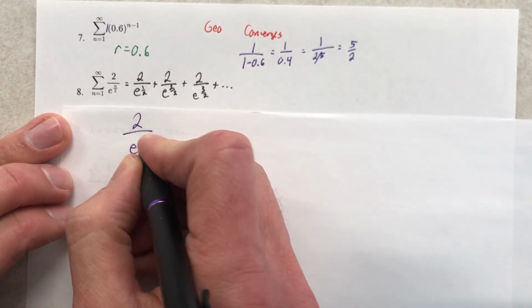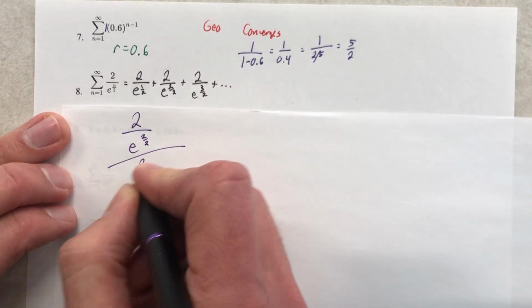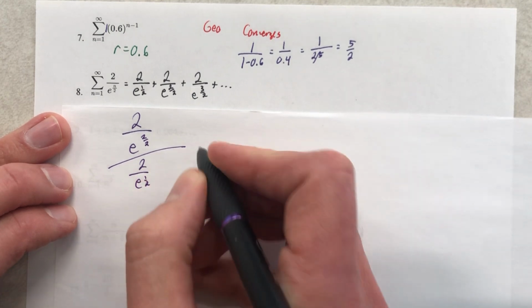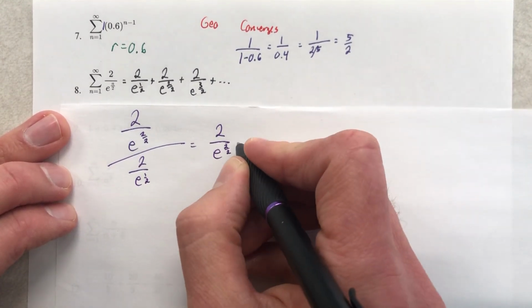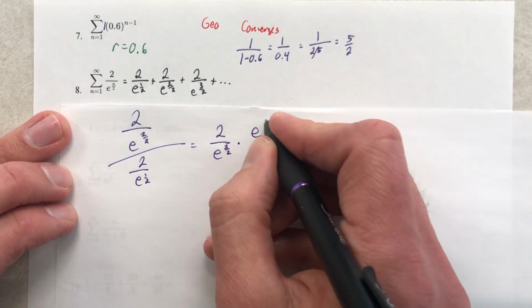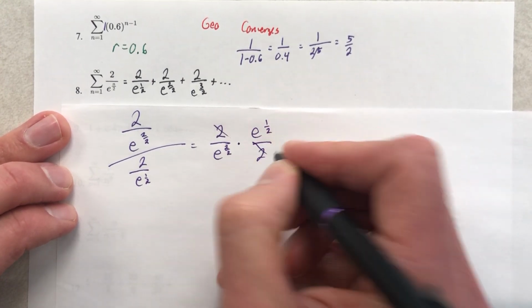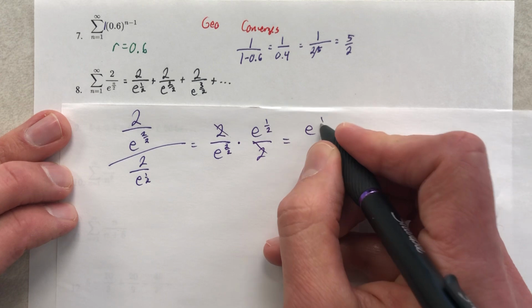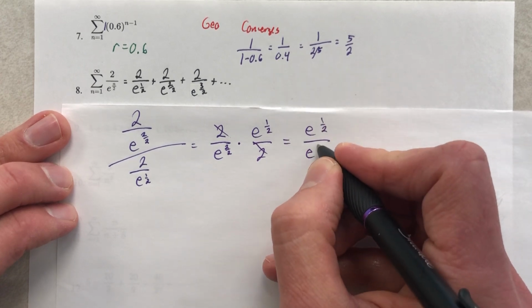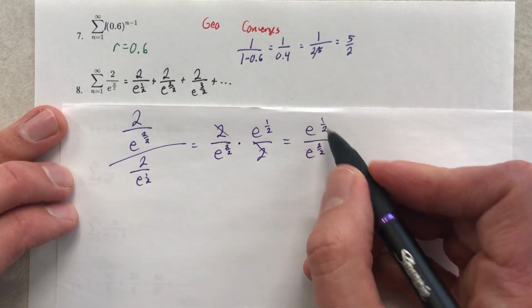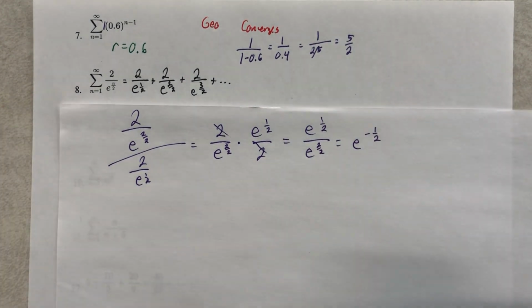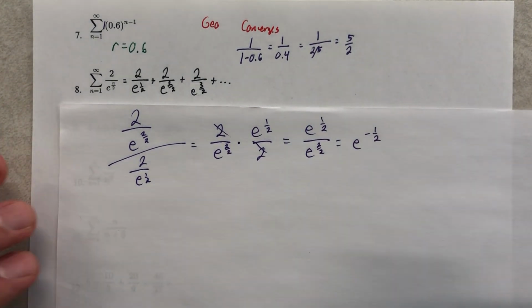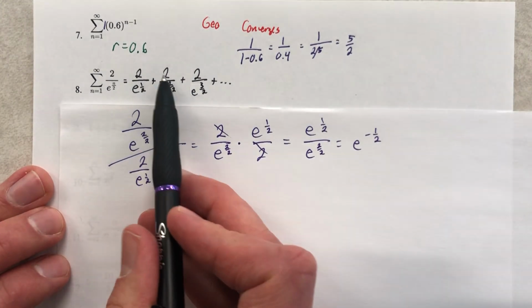2 over e to the 2/2 divided by 2 over e to the 1/2, which gives me 2 over e to the 2/2. I'm going to keep it like that because I want to times e to the 1/2 over 2. Cancel those. And then I have e to the 1/2 over e to the 2/2. And then if I subtract my exponents, I'd have e to the -1/2. Right? Okay, so what did that tell me? That told me that if I multiply by e to the -1/2, I'd go here.